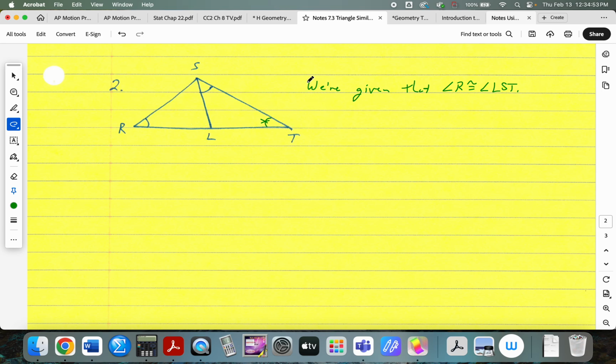Well then, how come we couldn't do that with R? With R, we already know that angle R is congruent to this angle. In the whole big triangle, the only angle you would have would be angle R. You need two different angles in the big triangle and two different angles in this little triangle. So by the reflexive property, angle T is congruent to angle T.